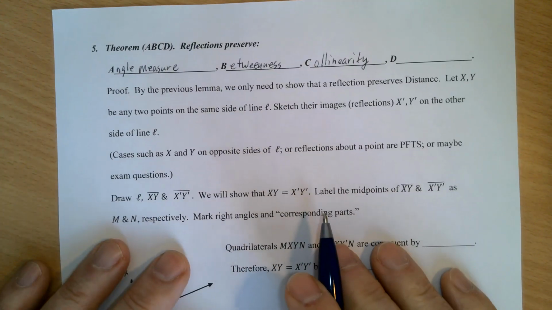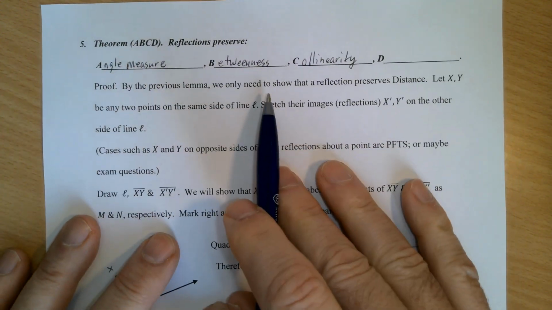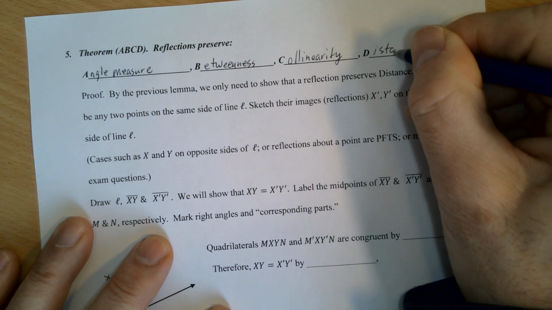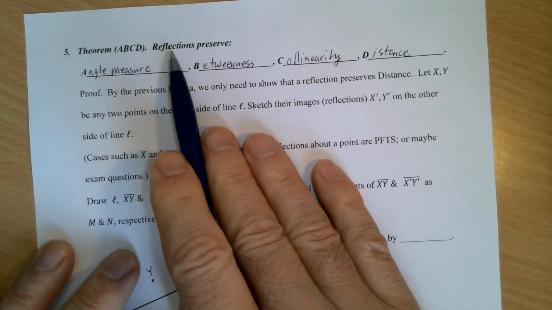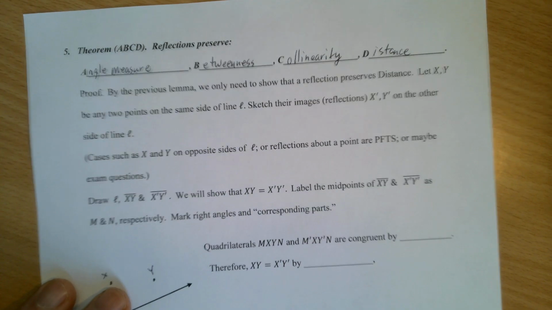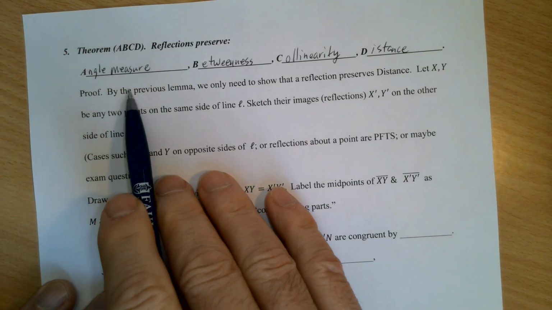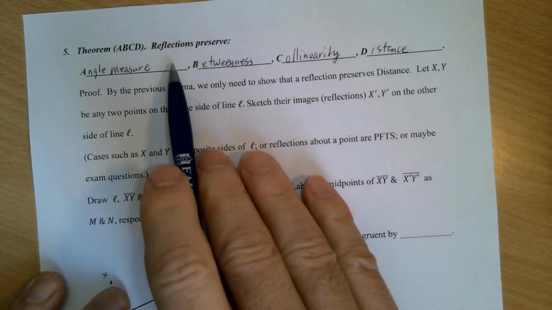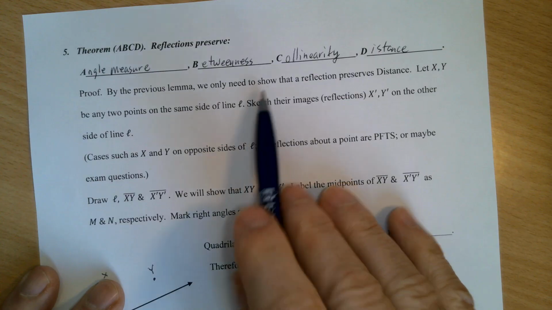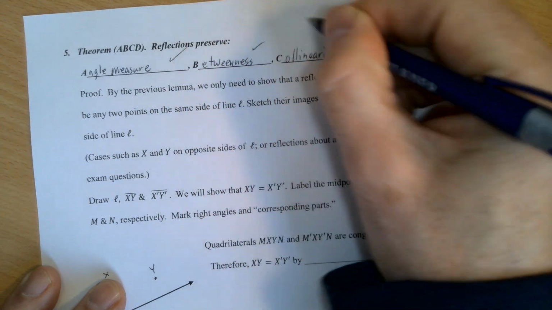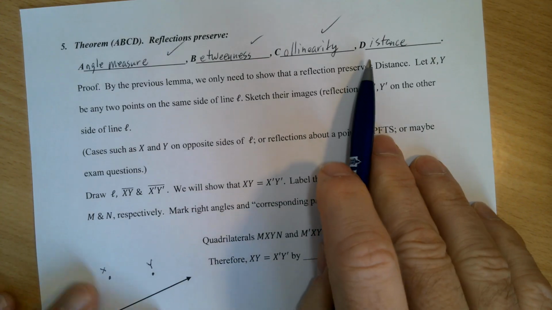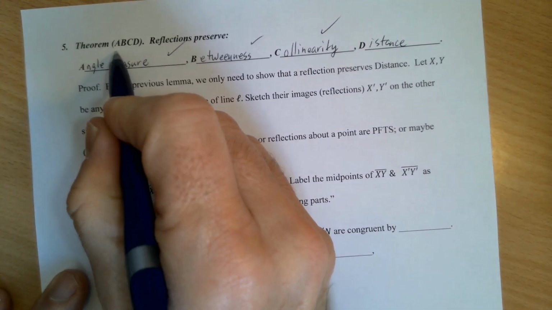The only one we did not prove for reflection is distance. So I told you that a reflection is an isometry, but we haven't proven it yet. So the proof that all four of these are preserved for reflection: by the previous lemma, we already proved that one, and that one, the A, B, and the C. Now we're going to prove the D. That's why this theorem is called ABCD.